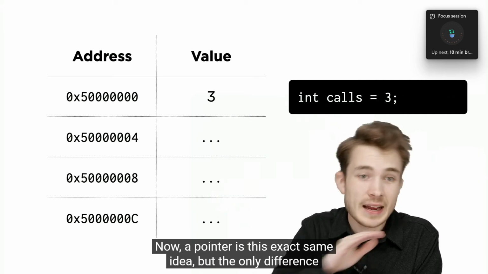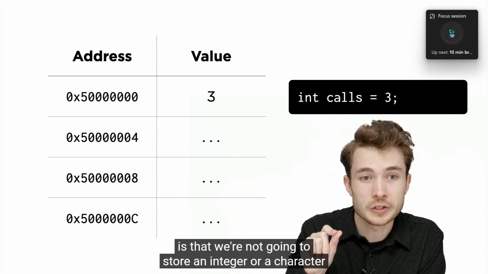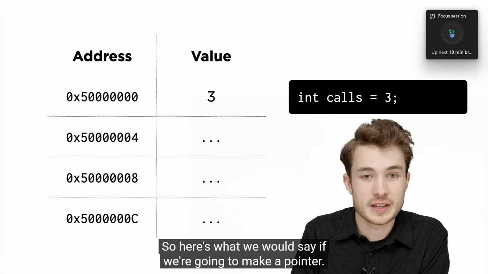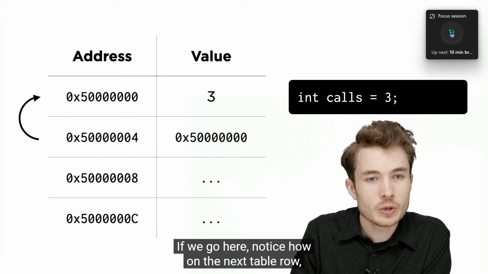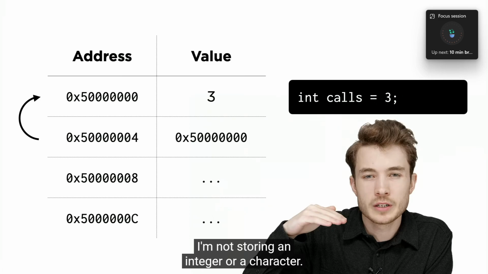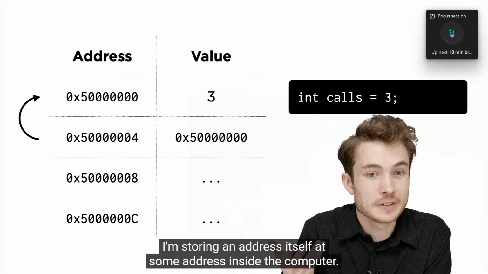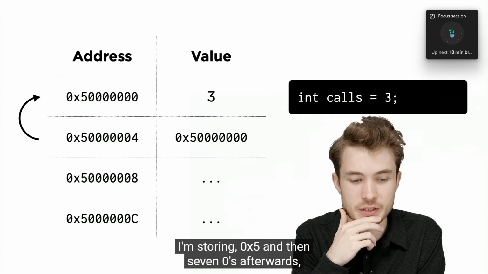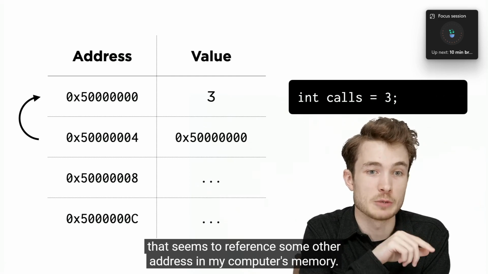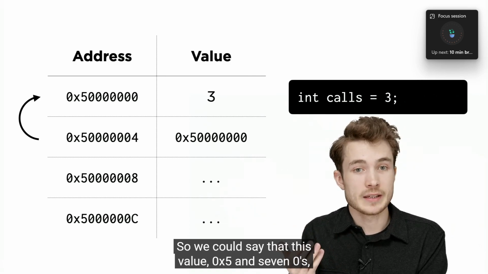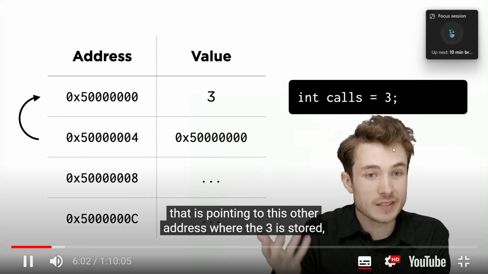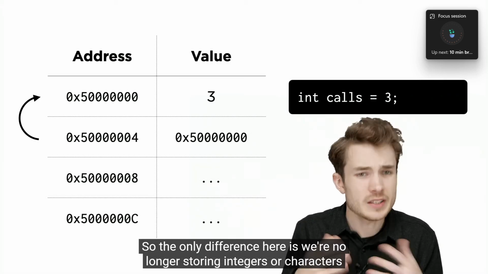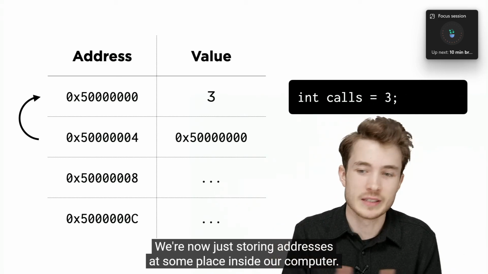Now, a pointer is this exact same idea, but the only difference is that we're not going to store an integer or a character or a string or anything else. We're going to store instead an address itself. So here's what we would say if we're going to make a pointer. Notice how on the next table row, I'm not storing an integer or a character. I'm storing an address itself at some address inside the computer. And notice in particular that this address I'm storing, 0x5 and then 7 zeros afterwards, seems to reference some other address in my computer's memory. That is the place where the 3 is stored. So we could say that this value, 0x5 and 7 zeros, is pointing to this other address where the 3 is stored, and therefore it is a pointer. So the only difference here is that we're no longer storing integers or characters and so on. We're now just storing addresses at some place inside our computer.